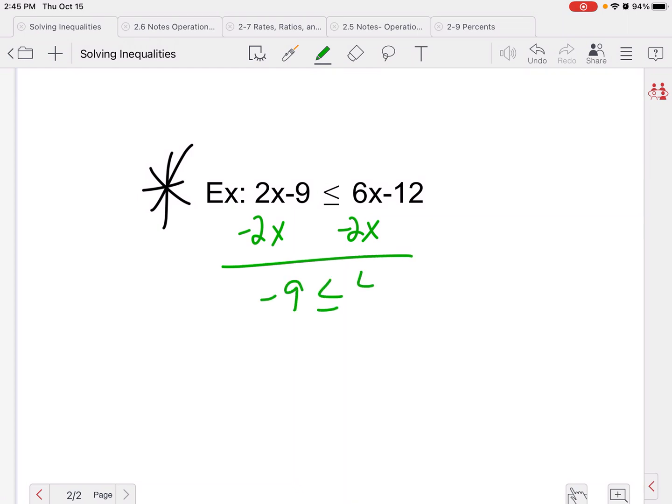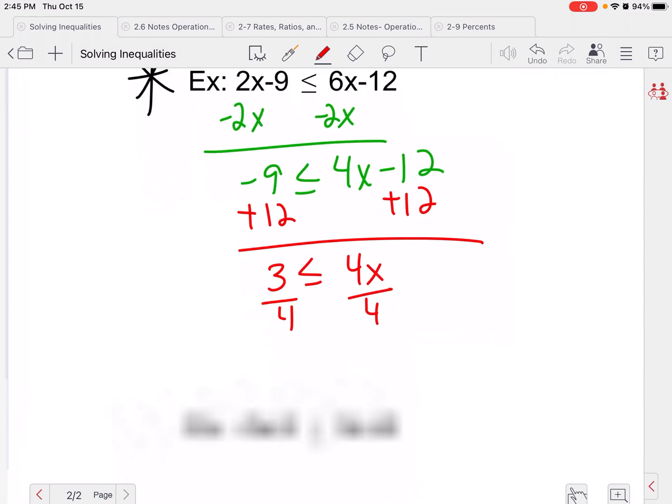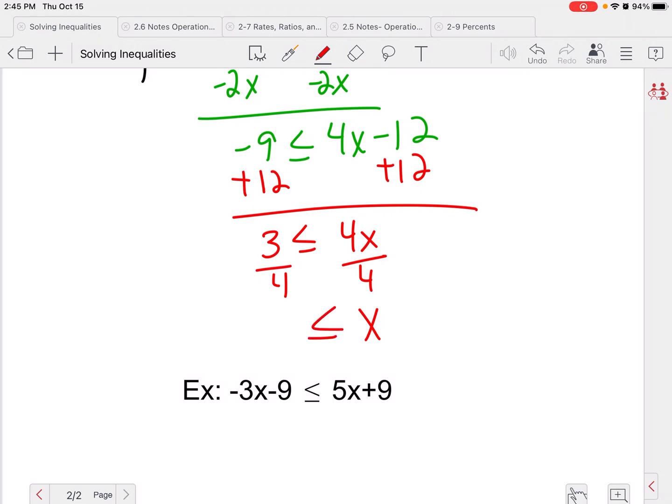6x minus 2x is 4x minus 12. I'm going to go ahead and add 12 to both sides. So negative 9 plus 12 is a positive 3 is less than or equal to 4x. We'll go ahead and divide by 4. So we get x is greater than or equal to 3/4.